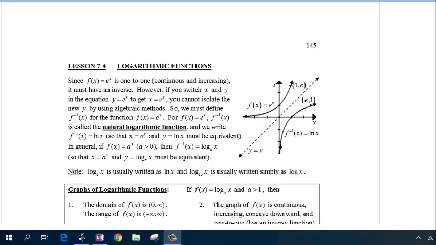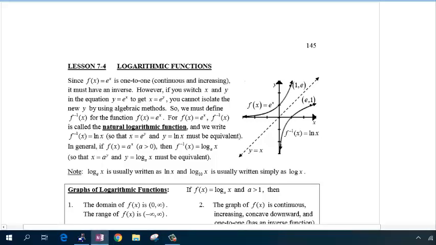Alright, this is lesson 7.4. We're going to be talking about logarithmic functions today. This is a review lesson for those of you who've taken Pre-Calc 12 before, so I hope this won't be something that you'll have to spend too much time on.